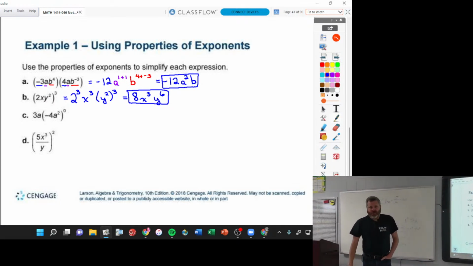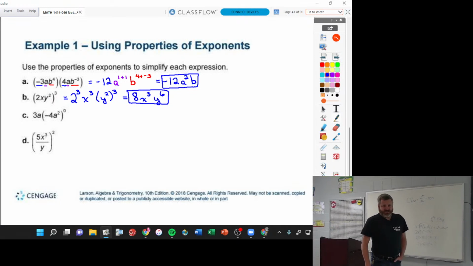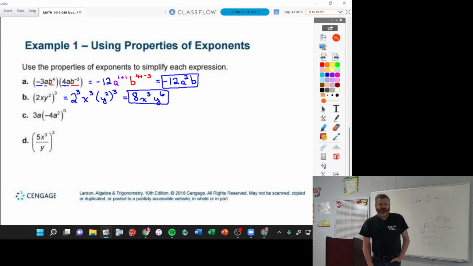Part C. We look at your order of operations. Remember that you do anything in parentheses first. Well, in this case, I do have parentheses, but there's no math that I can do inside there. Next thing you want to look at are exponents.